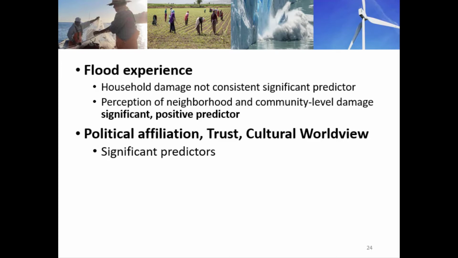We also found political affiliation, trust in government officials, and cultural worldviews, how humans relate and view humans' relationship with the earth, as significant predictors. It's important to note that we cannot make causal claims about our findings. Our design was cross-sectional in nature, and cross-sectional designs are very limited in their ability to make causal claims.